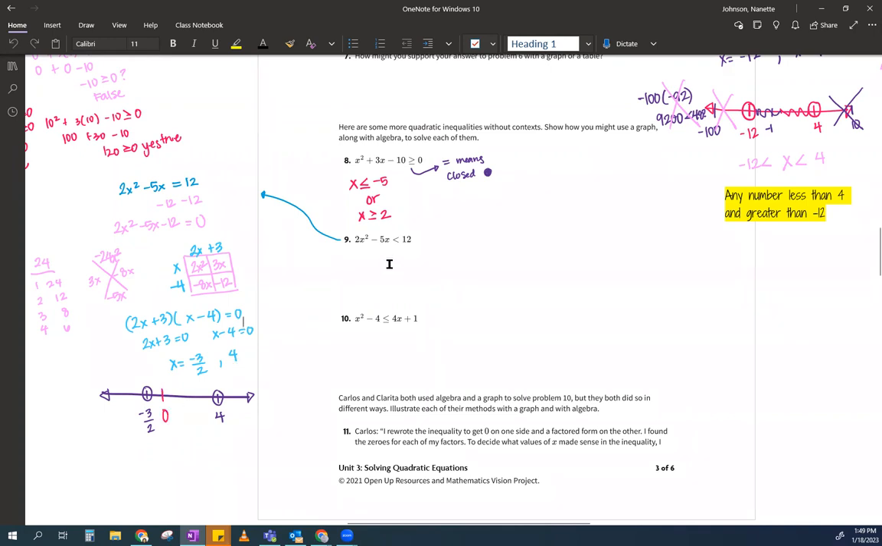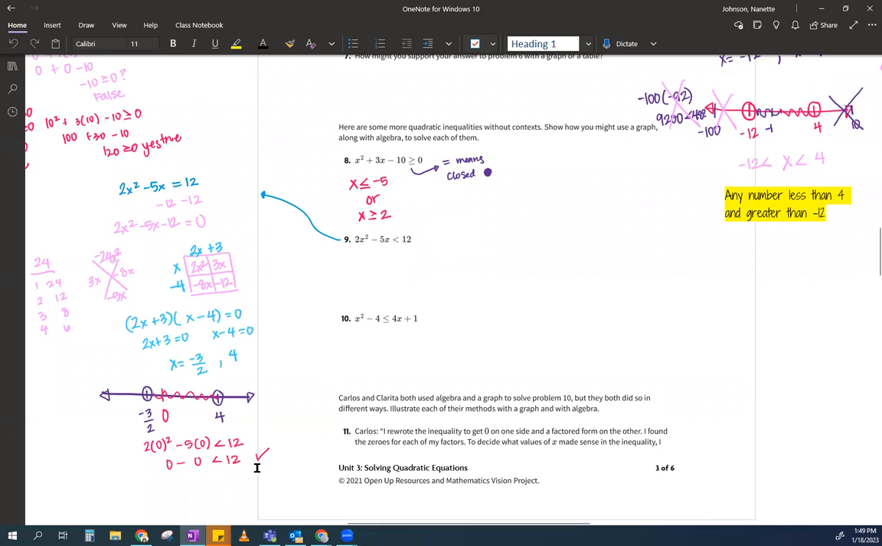How do I check it? I just plug it in. So I'm gonna go 2 times 0 squared minus 5 times 0. Is that less than 12? Is 0 minus 0 less than 12? And you guys say yes or no? Yes, it is. So I'm gonna shade this. 0 is less than 12, so that means I could shade that in, right?